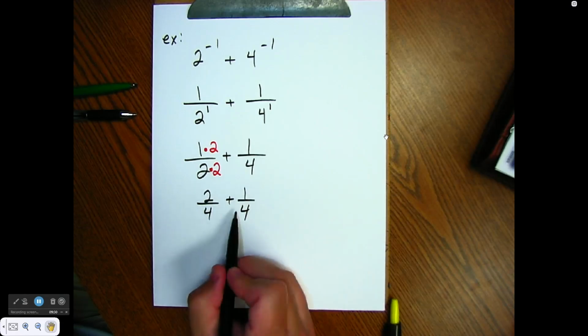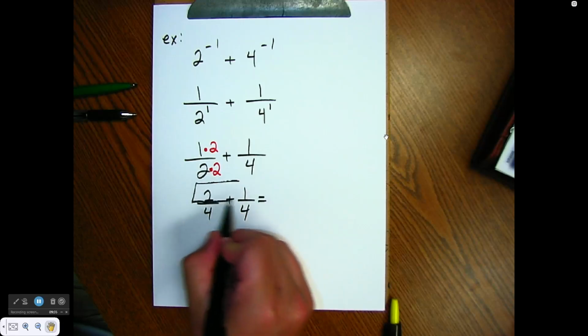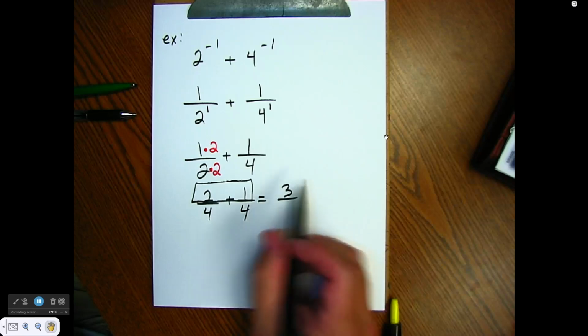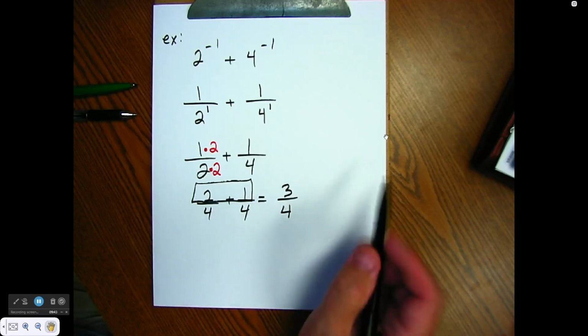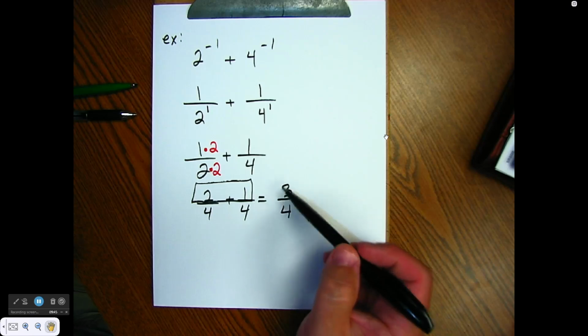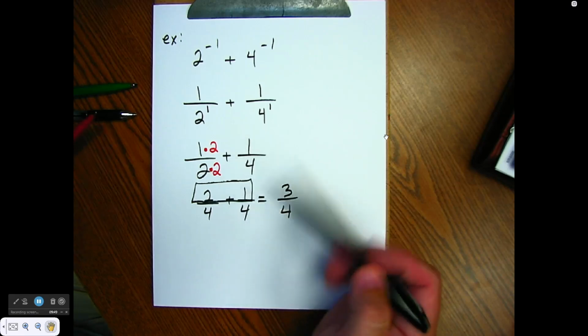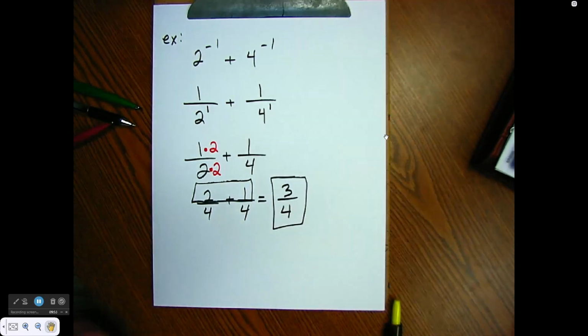Now my denominators are the same. You add your numerators together. 2 plus 1 is 3, and you carry the denominator across. It's 3/4. I showed you how to do this by hand. If you want to use your calculator for this tedious computation, you can. 3/4.